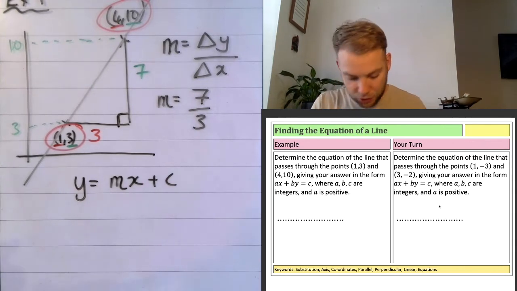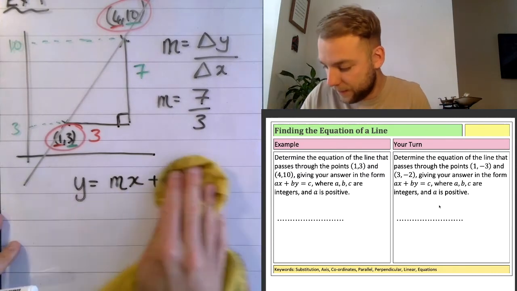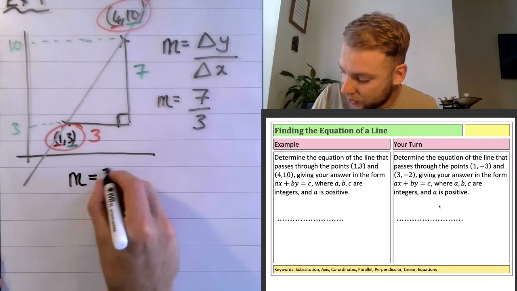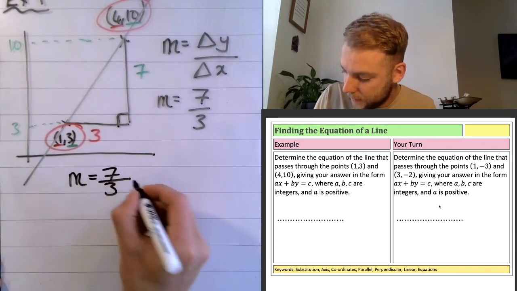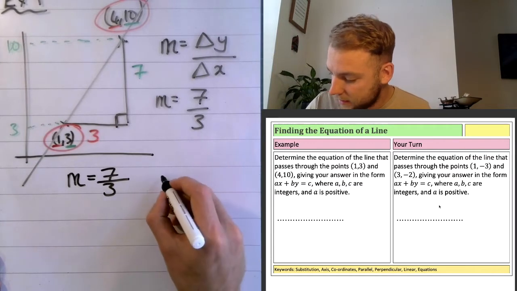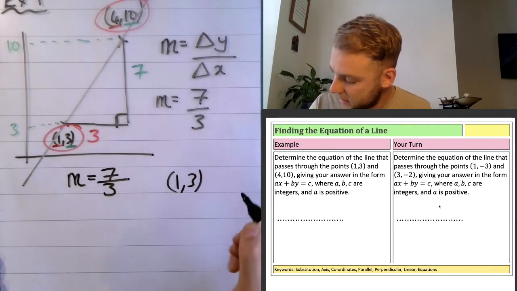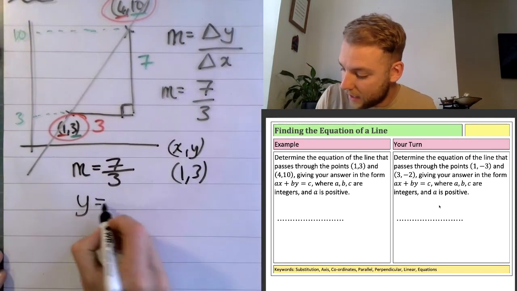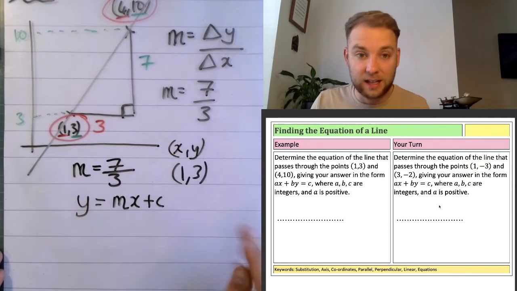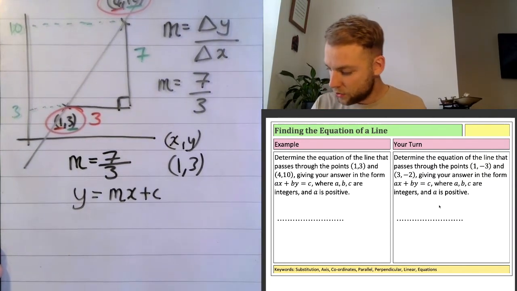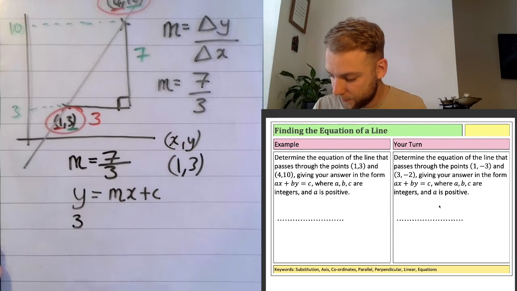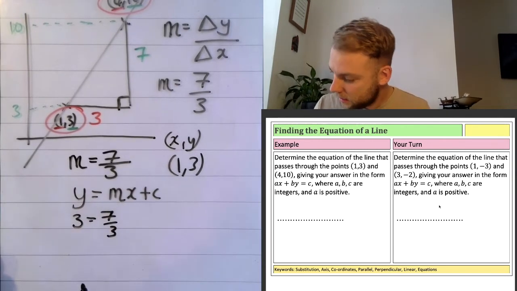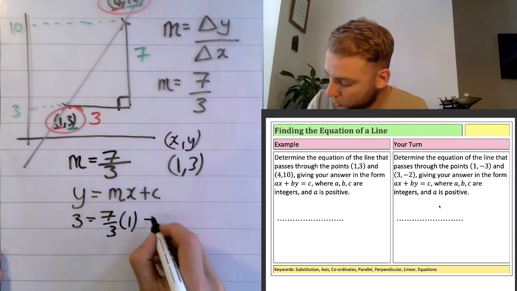So let's just make it really clear now what I'm using. Okay. So I know that my gradient m is equal to 7 over 3. I know that my point is (1, 3). Okay. So this is x and y. I'm subbing into y equals mx plus c like so. So y in this case is 3, is equal to m, which is 7 over 3, times by x, which is 1, plus c.